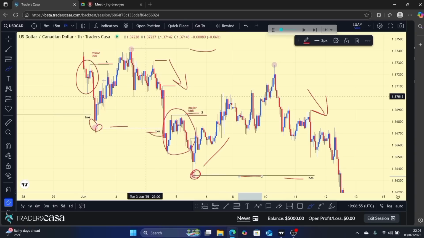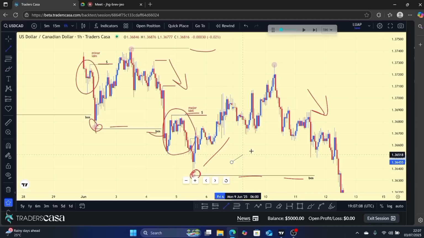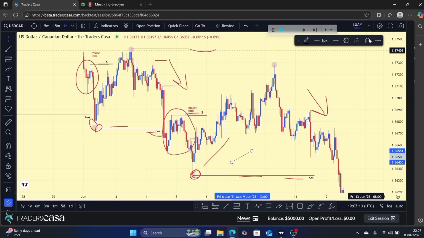So both of them confirm a valid break of structure, and their difference is that the minor inducement is formed before the break of structure, while the major inducement is formed after the break of structure. All right, so let me get back into the diagram.